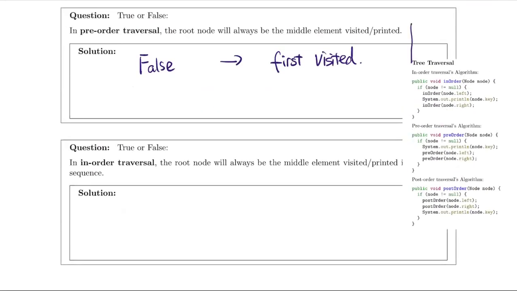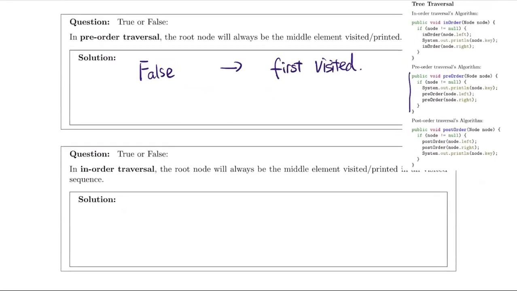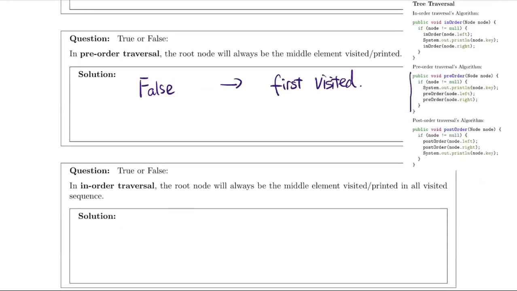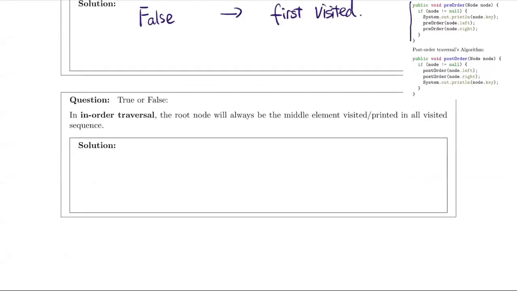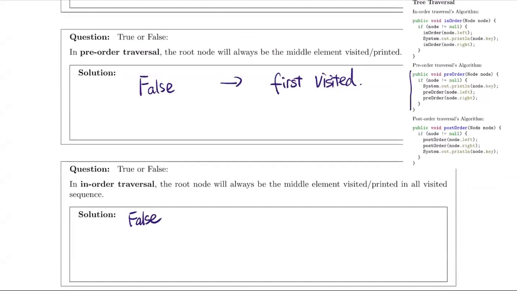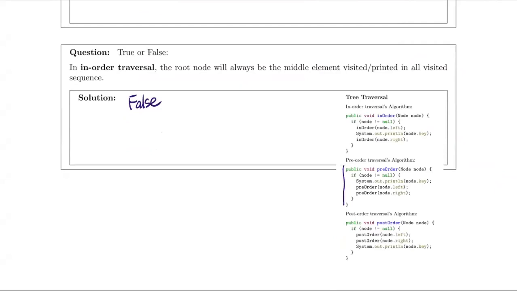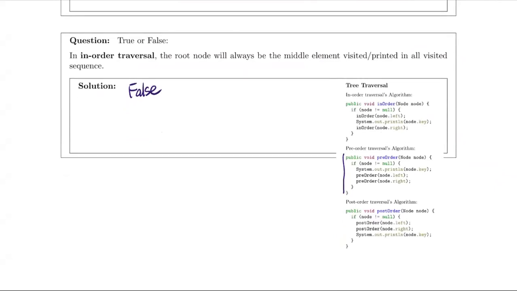Now let me move this screenshot down. In in-order traversal, the root node will always be the middle element visited or printed in the whole visited sequence. That's a little bit debatable, and the answer is false. It might be confusing in the first place, right? In-order traversal prints elements in the middle, but the root node might not always be the middle element printed. The opposite is not true.